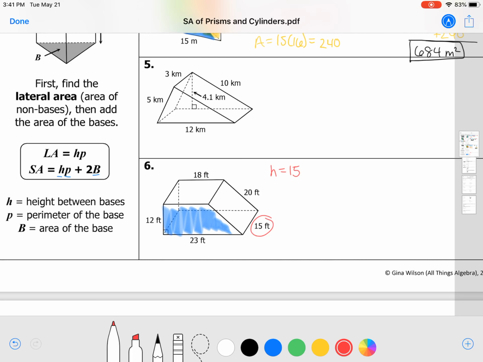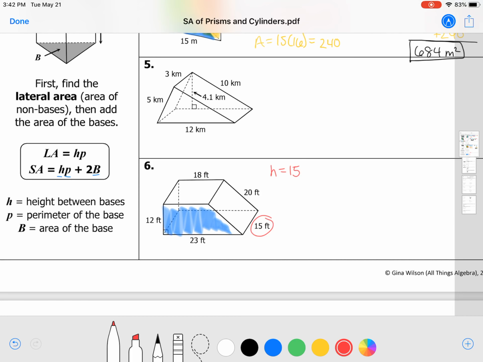So remember, your base and your height are going to be perpendicular. And if I took that trapezoidal prism and sat it on the base, that 15 feet is what's going to be shooting up perpendicular from it. Also, it's the distance between the two bases, okay?